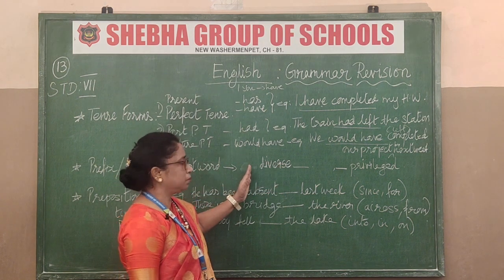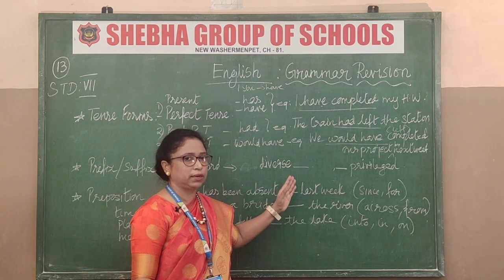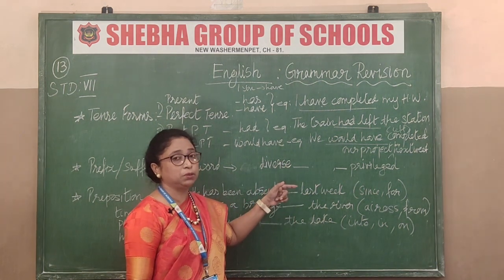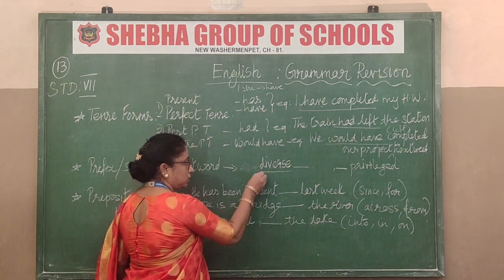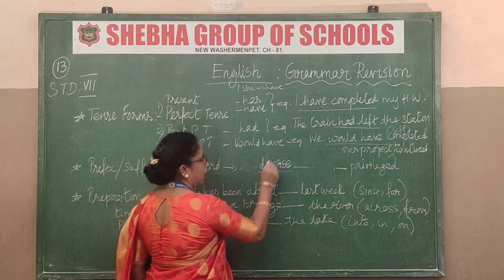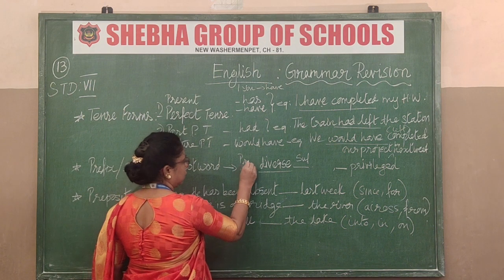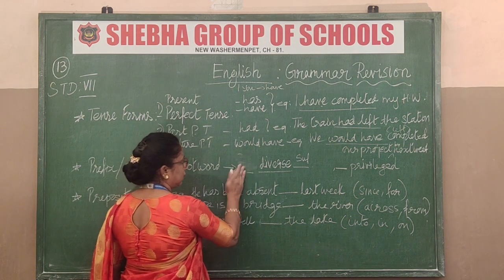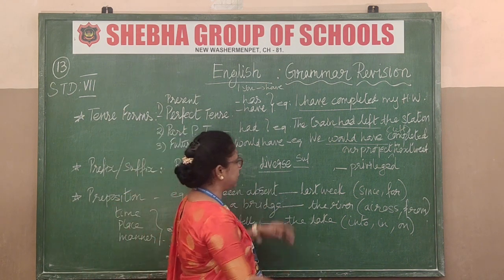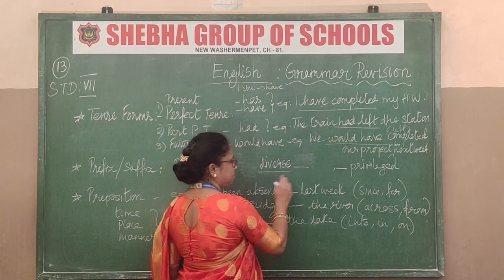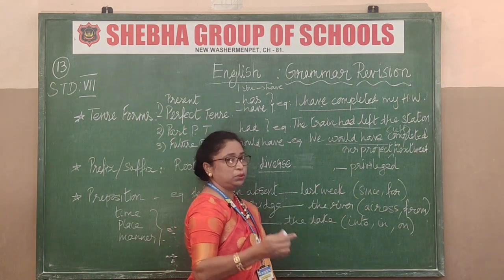Now diverse, what can you write? Prefix or suffix? What is easy you can write? It is suffix. Suffix means what? This is the root word. I told you, suffix will come after the word. Prefix will come before the word. Got it? Here you are going to write the suffix only. So what will you write is diversity.